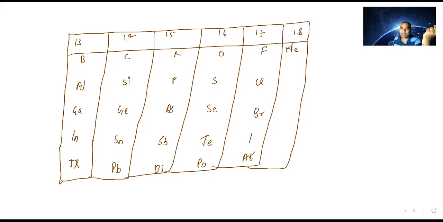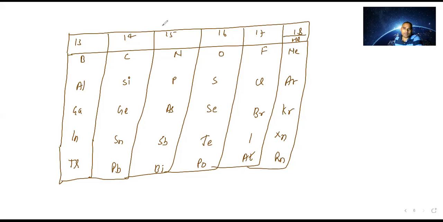Here is the helium. If you see, helium is a little bit away on the top, because it belongs to the first period. So helium is here, then neon, argon, krypton, xenon, and radon. These are there, so that way you can memorize this.